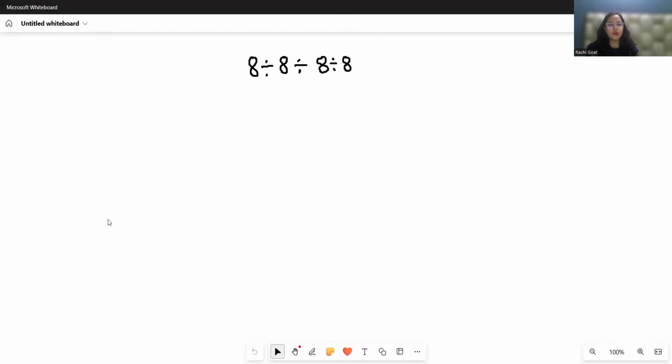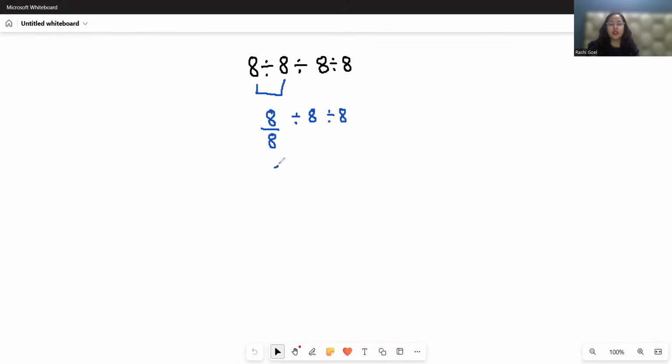So we are going to solve 8 divided by 8 divided by 8 divided by 8. So let's start with today's video solution. When in an expression you have been given the same symbol throughout, you have to solve it from left to right. So let's start. We are taking two terms together, 8 divided by 8 divided by 8 divided by 8.